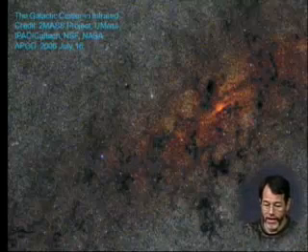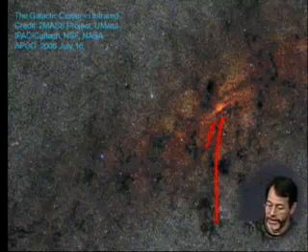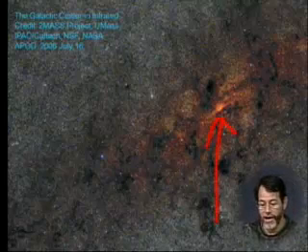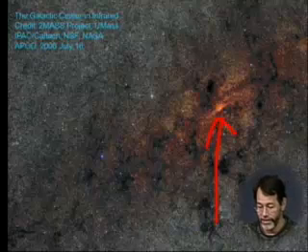So here we see in infrared light, the center of our galaxy is here, and it's just a morass of stars, a tremendous number of stars toward the galactic center. And there's lots of dust there too.